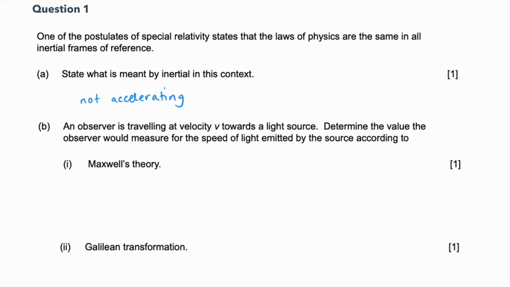You could have put where Newton's laws apply, or you could have put not subject to an unbalanced force, which of course means it's not accelerating, but I would suggest that the easiest, quickest answer there would be not accelerating.